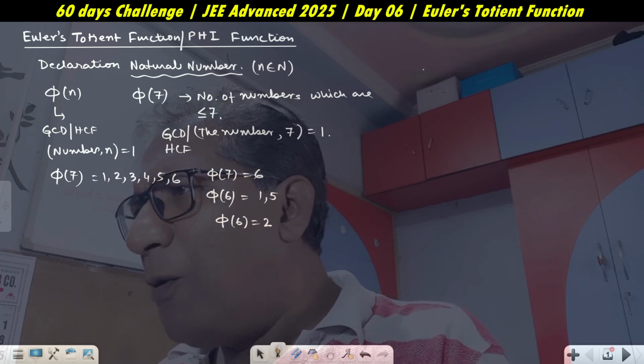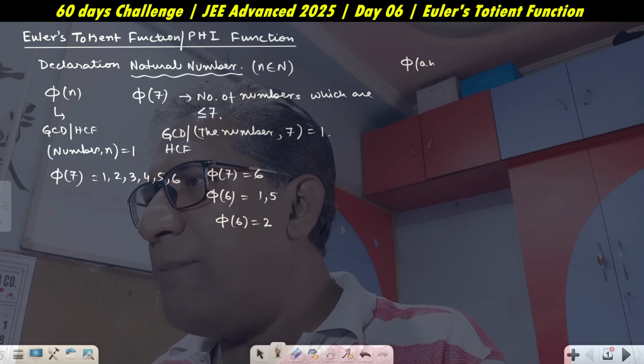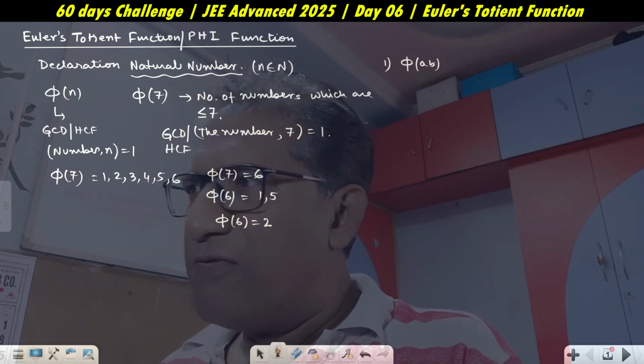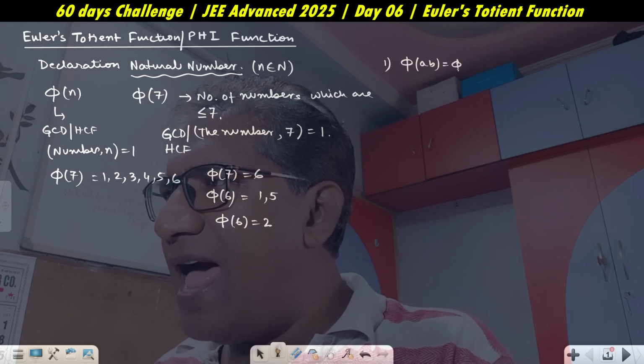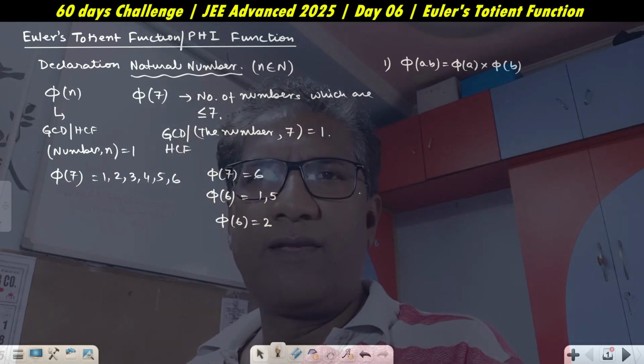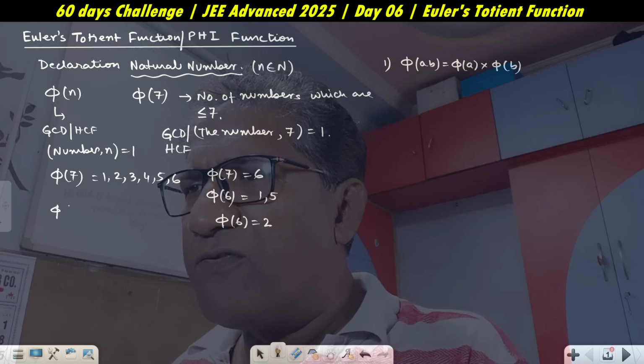Okay, now suppose we are given phi(AB). This is the first formula that you must remember. Phi(AB) can be written as phi(A) into phi(B). That is what I want to say. Suppose I ask, what is the totient function of, say, 10?